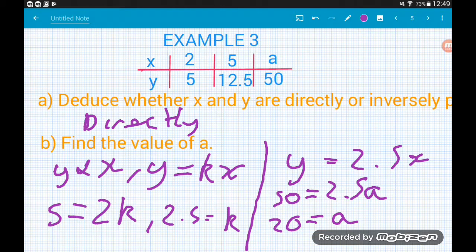Let's test it. If a is equal to 20, then we know that y is 2.5 times 20. 2 times 20 is 40. 0.5 times 20 is 10. 40 add 10 gives us the 50 as we want it to. Cracking.